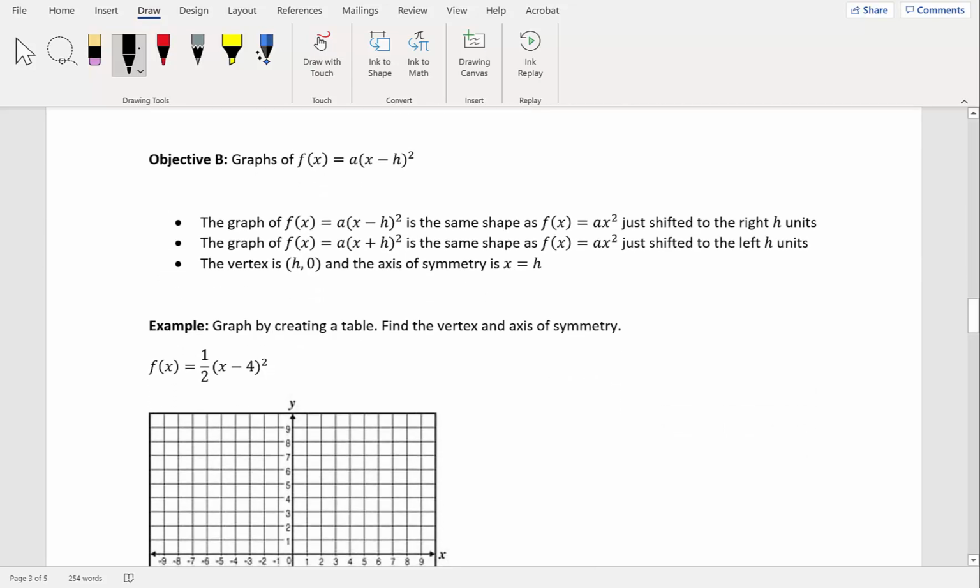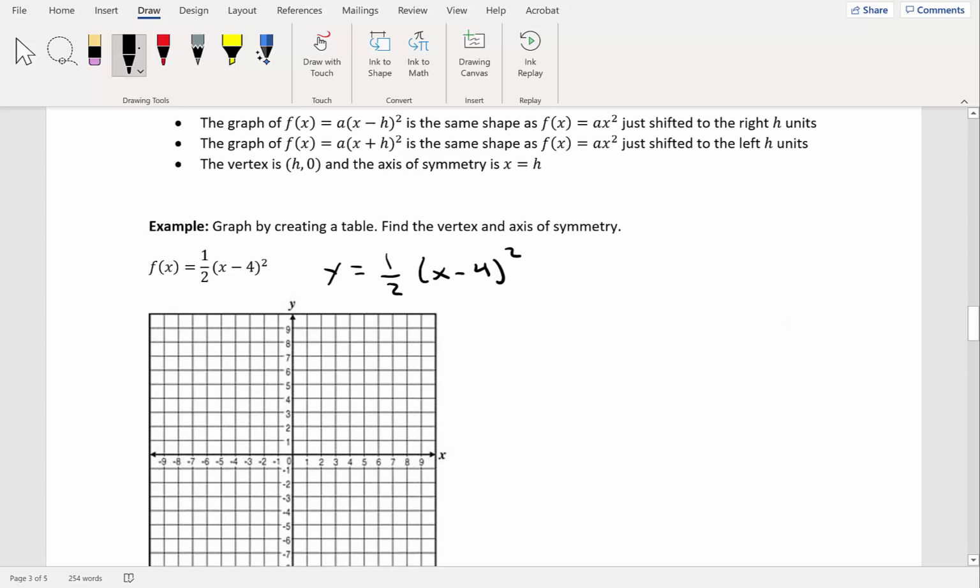So graph by creating a table. Find the vertex and axis of symmetry. So we have f of x is equal to 1/2 times x minus 4 raised to the second power. Remember, this is very similar. I could just change f of x into a y. So I have y is equal to 1/2 times x minus 4 raised to the second. Well, let's go ahead and create our table. So we have an xy table.